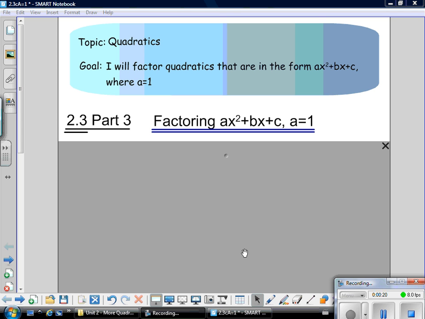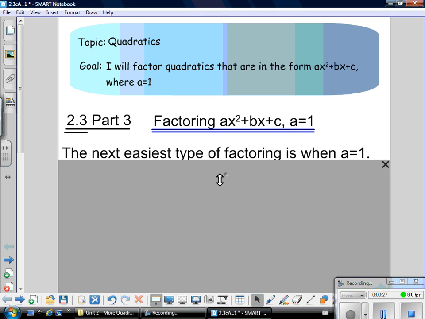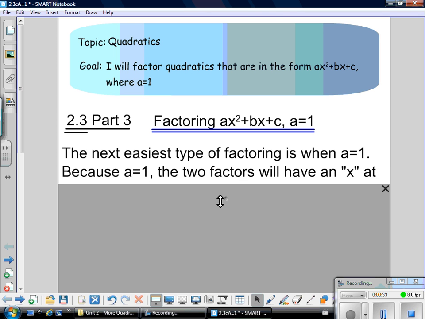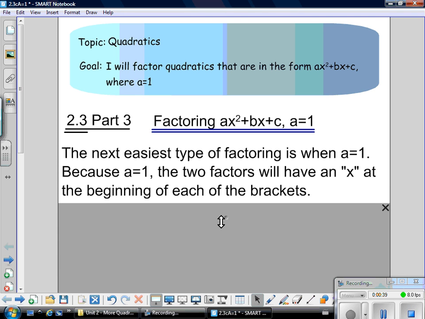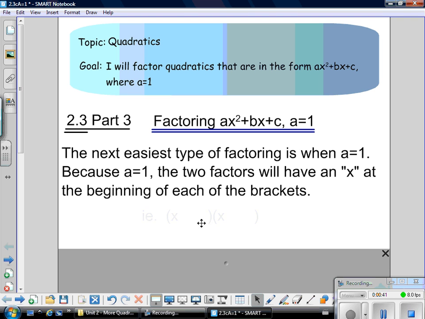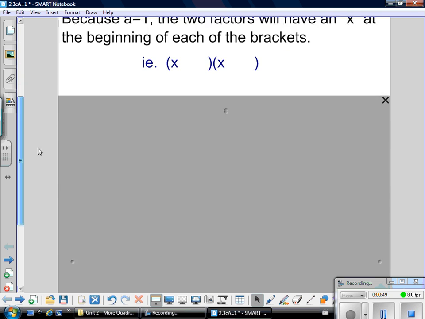Common factor, difference of squares, perfect squares, and what happens if it's none of those things? Well, we move on. The next easiest type of factoring is when a equals positive 1. Now, because a is 1, the two factors will have an x at the beginning of each bracket. So both brackets will have just an x in the first position. That's the easiest part that we can do.